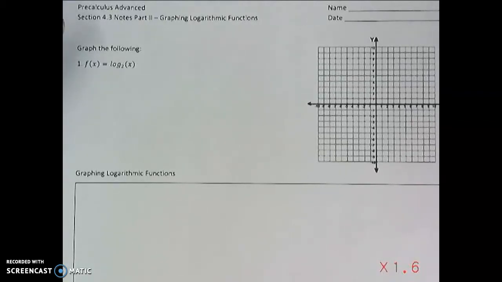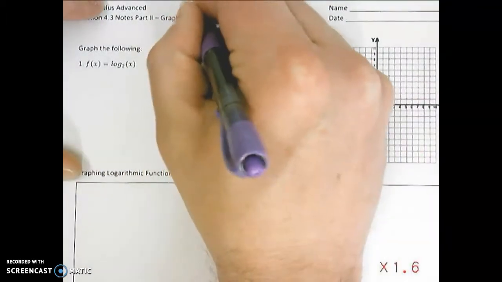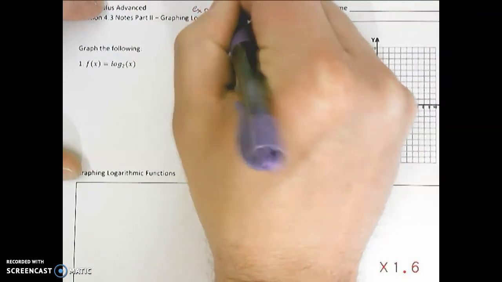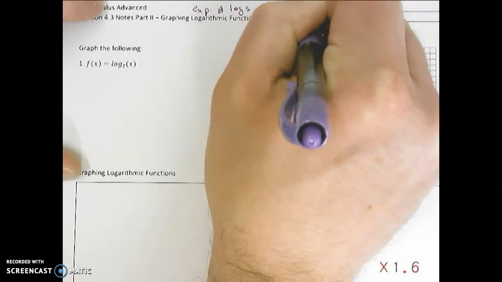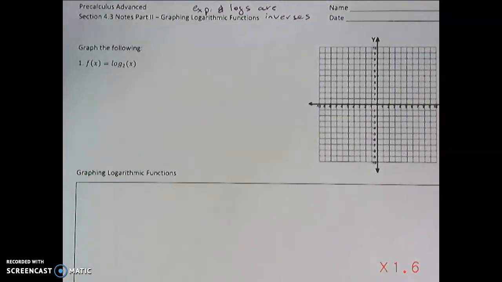All right, guys, we'll jump into graphing logarithmic functions here. First of all, we have exponentials and logarithmics back to back in this unit because they're inverses of each other. So exponentials and logs are inverses. From the definition of inverses a while back, you know that we can think of inverses like flipping x and y, and we're going to talk about that.